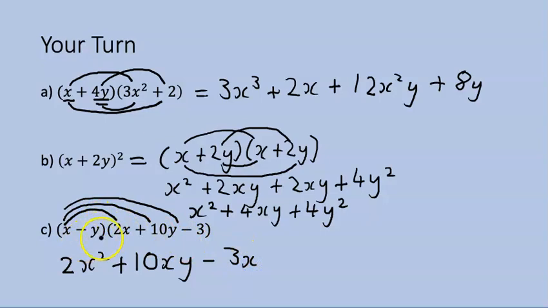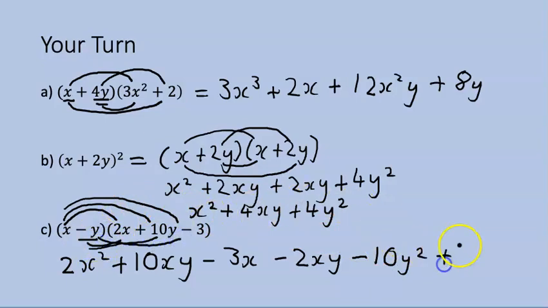Now I do the bottom. Because I've got much more room here, I am going to write it on the same line this time. So minus y times 2x is minus 2xy. Minus y multiplied by plus 10y is minus 10 and then y squared. And finally, minus y times minus 3. That gives me plus 3y.